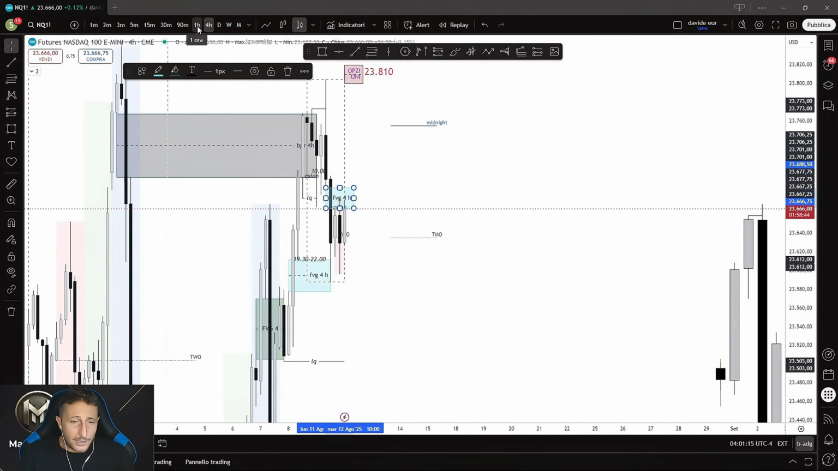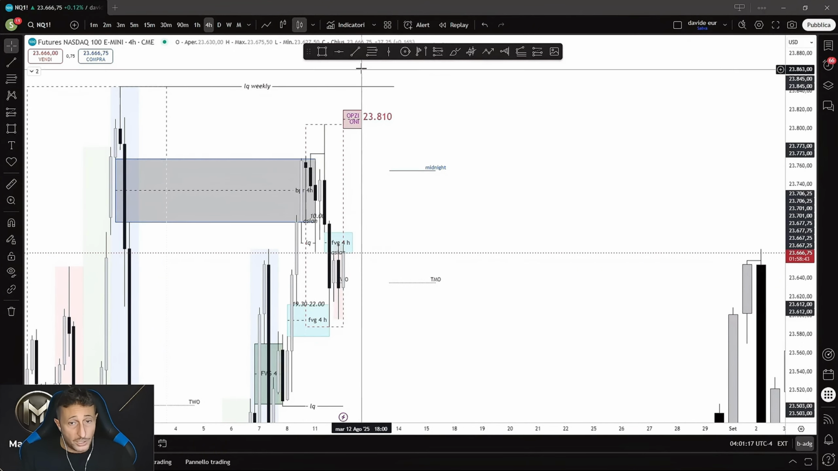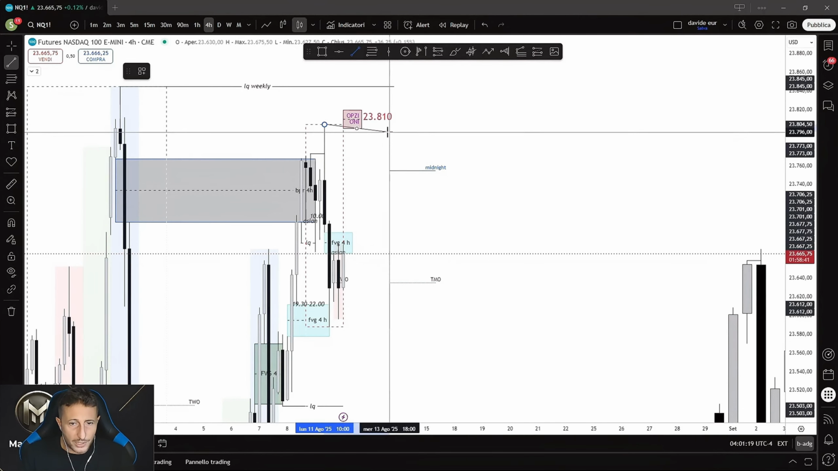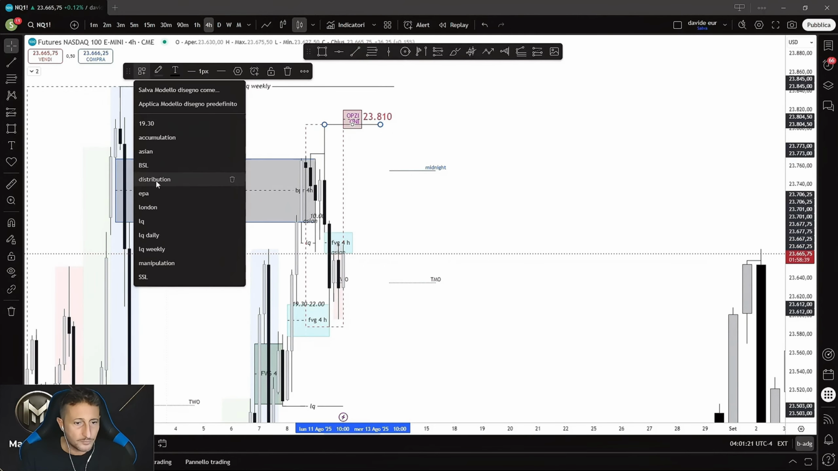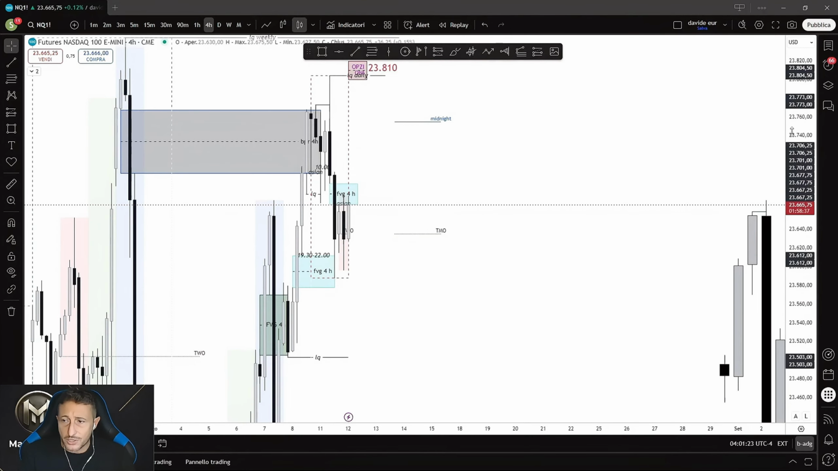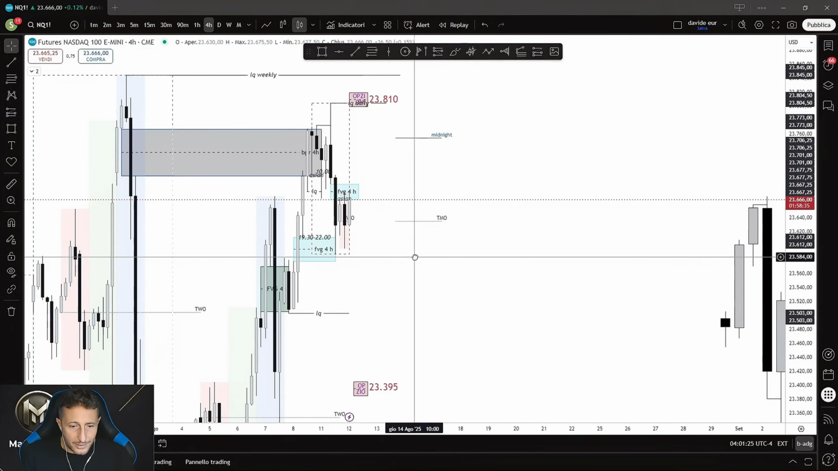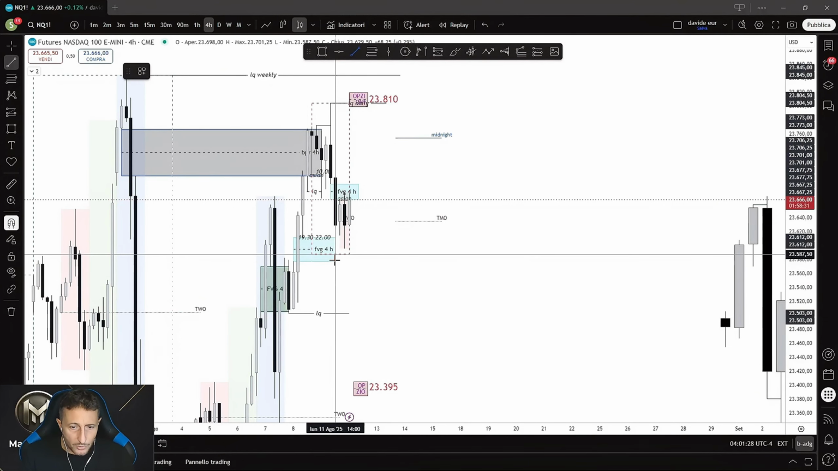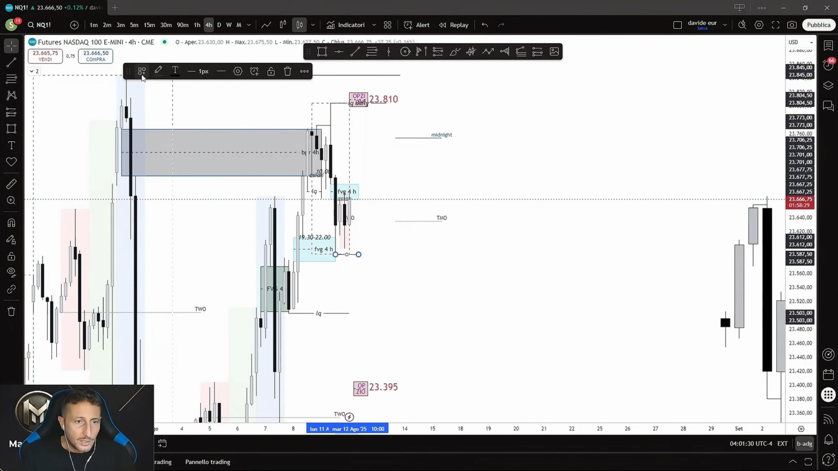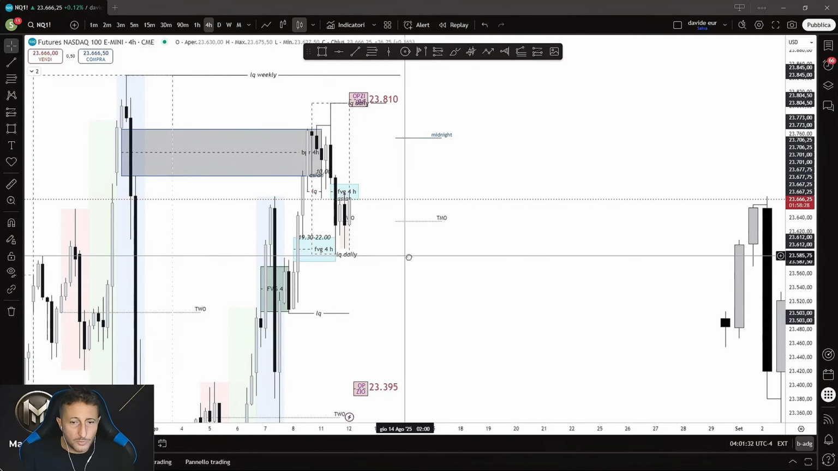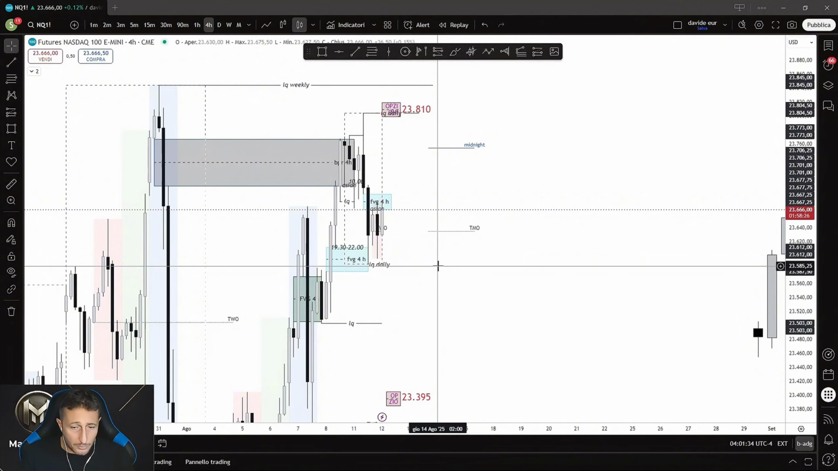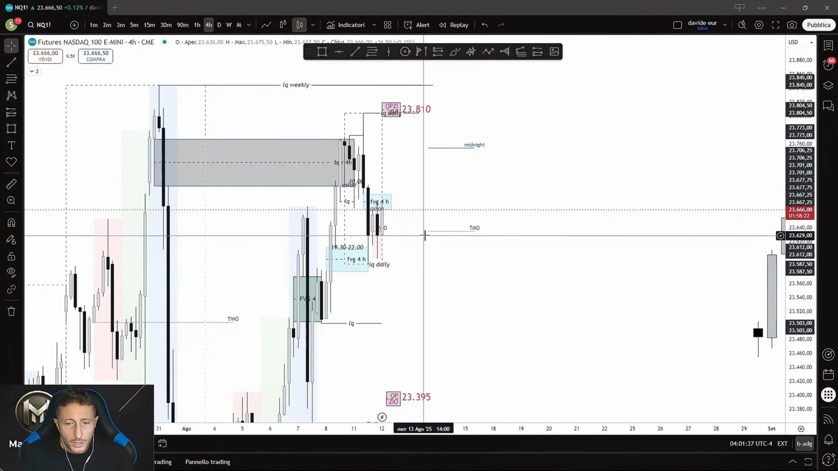Let's also mark the daily liquidity at this level. Let's also mark the daily liquidity at this other level, which is this low right here. And so today's daily candle, for now, since we're still in the London session, we're still ranging. Let's also remember that today we have the CPI, okay?